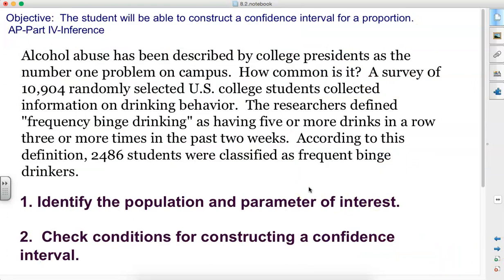Alcohol abuse has been described by college presidents as the number one problem on campus. How common is it? A survey of 10,904 randomly selected U.S. college students collected information on drinking behavior. The researchers defined frequent binge drinking as having 5 or more drinks in a row 3 or more times in the past 2 weeks. According to this definition, 2,486 students were classified as frequent binge drinkers.